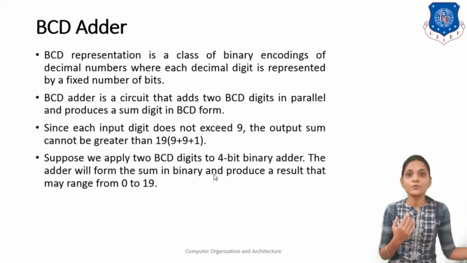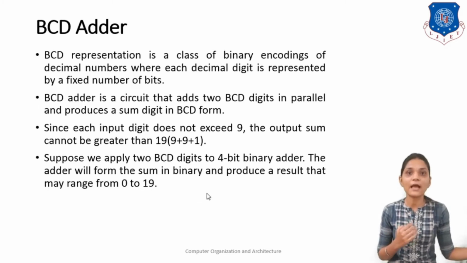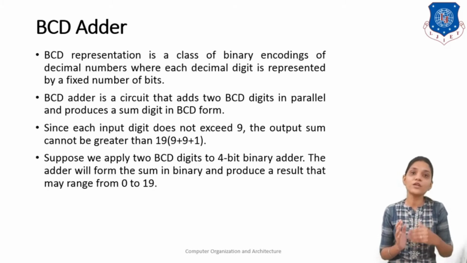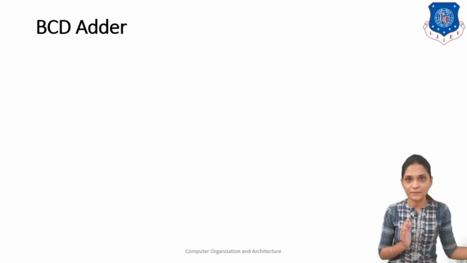Suppose we apply two BCD digits to the 4-bit binary adder. The adder will form the sum in binary, and the result may range from 0 to 9 for each digit. Because our maximum number is 9, our sum will not exceed 9 plus 9 plus the previous carry of 1. So by adding these two 4-bit binary numbers, our sum will not be greater than 19. It will be in the range of 0 to 19.